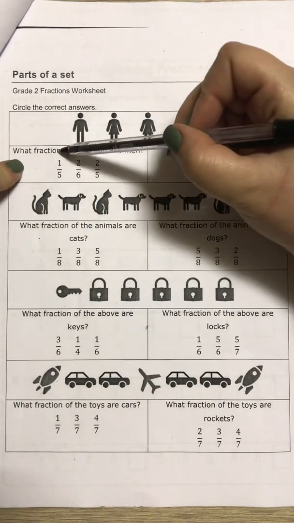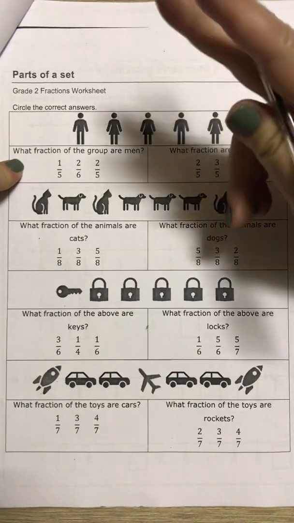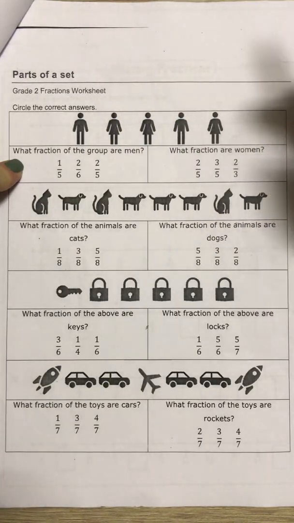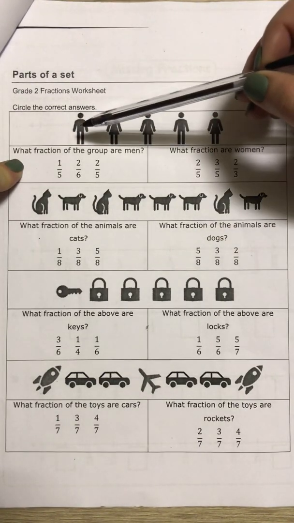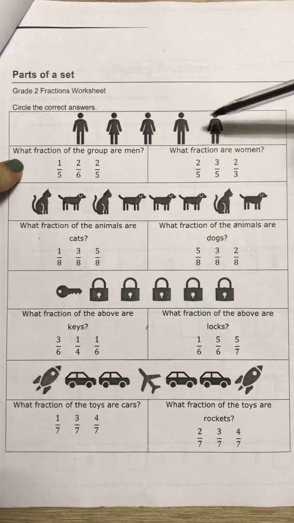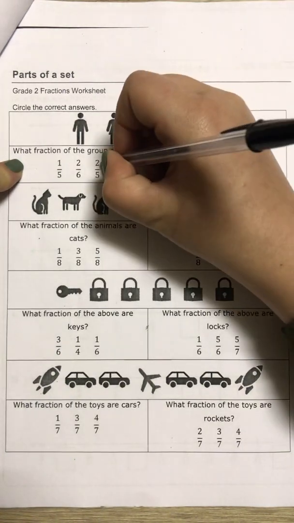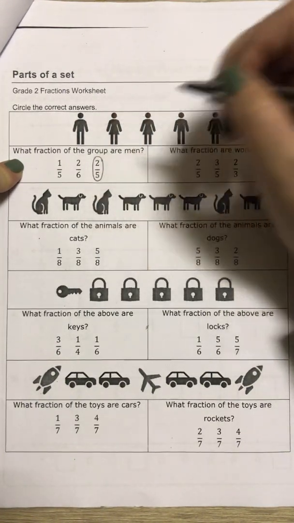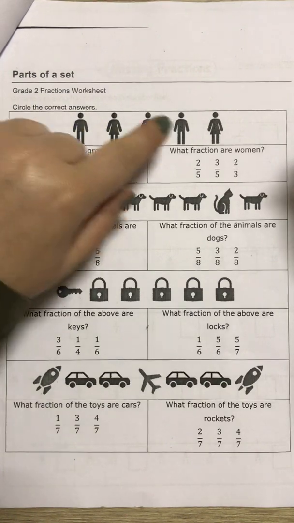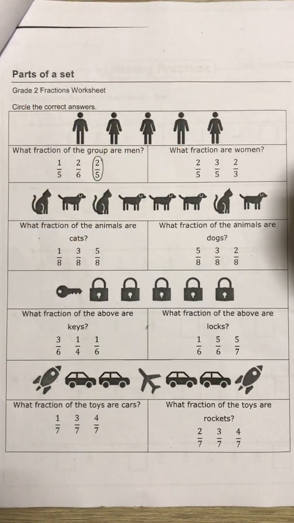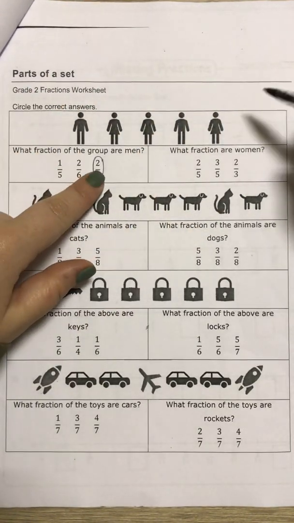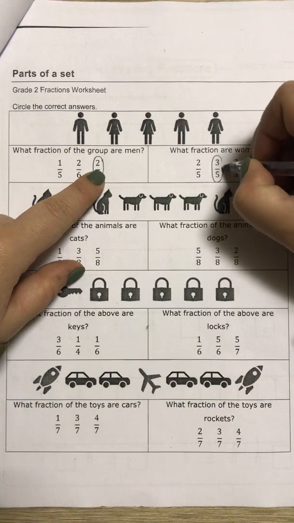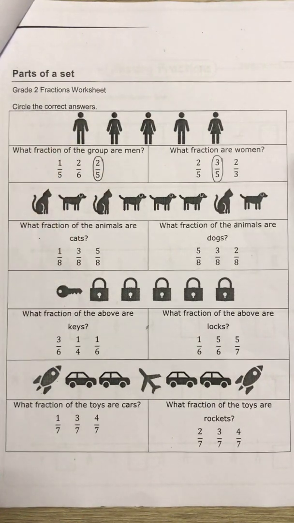But they ask for the fraction. So 2 will be my numerator because that's how many parts are men. But what is my parts of the whole? 1, 2, 3, 4, 5. So 2/5, 2/5 of the group are men. Now they ask what fraction are women? 1, 2, 3. So 3/5 of the group are women.